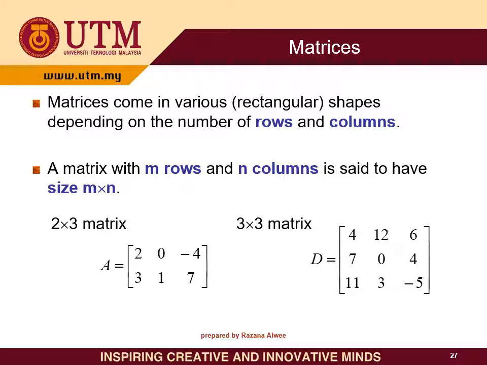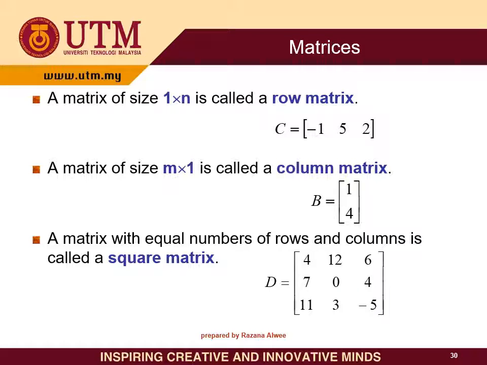As I mentioned, matrices come in various rectangular shapes depending on the number of rows and columns. A matrix with m rows and n columns is said to have size m multiply n. So the rows come first and then the columns. So this is 2 rows and 3 columns, so 2 multiplied by 3. And the other one is 3 rows and 3 columns.